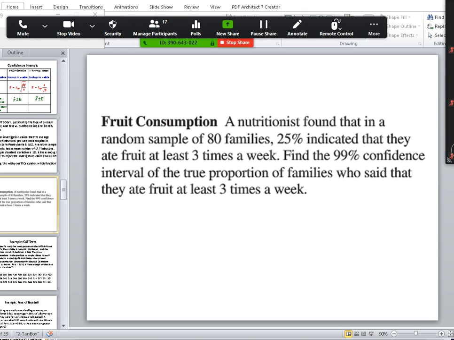Is it a mean or a proportion? Z or T? Hypothesis test? Well, let's start with those two first. And then hypothesis or confidence interval if you can.